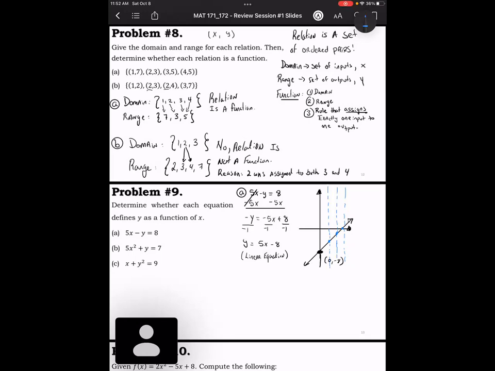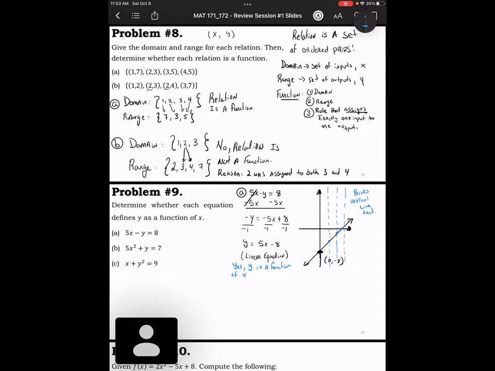So the question here was to determine whether each equation defined y as a function of x. For part A, yes. Y is a function of x. Again, here it passes what we call the vertical line test. Any equation in the y equals mx plus b form will always pass the vertical line test. And yes, you can say y is a function of x. End of story.